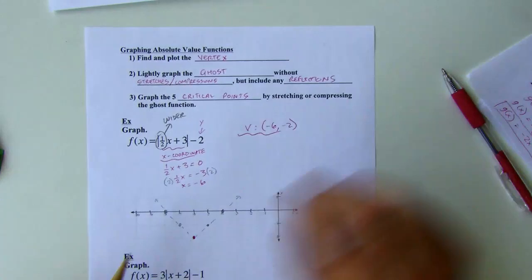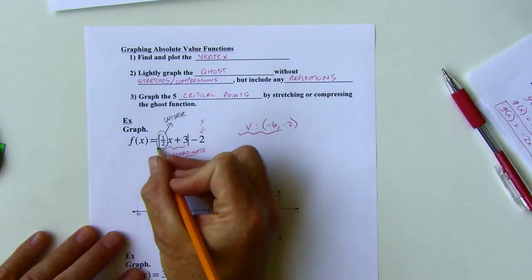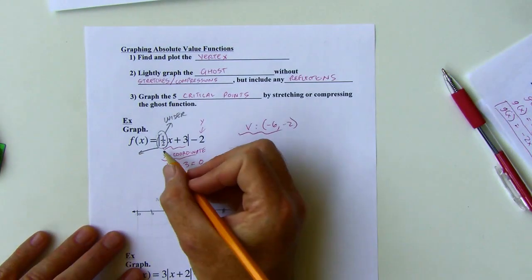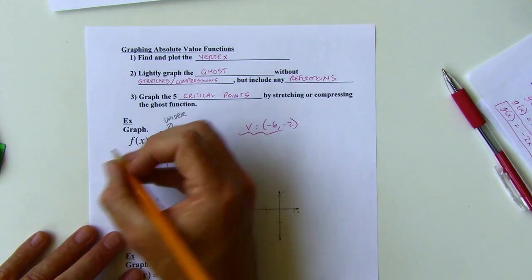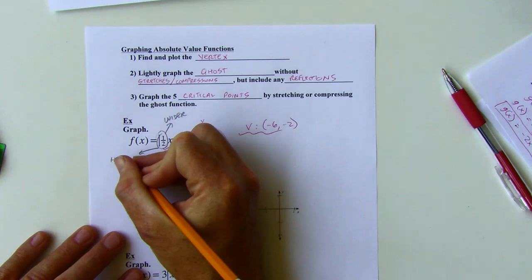Okay, so let's figure this out. I'm looking at the position of the 1/2, and I can see that's got to be a horizontal change because it's multiplying the x directly. It's inside the absolute value, so I've got a horizontal change.